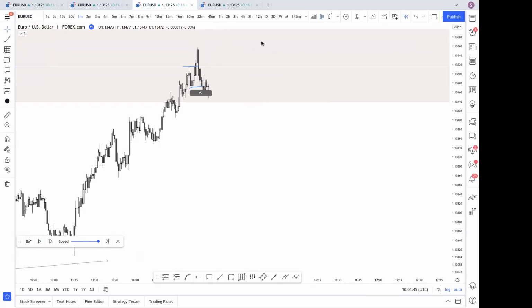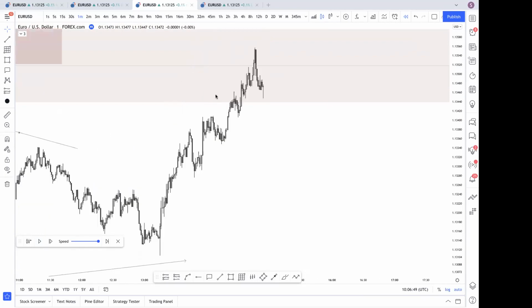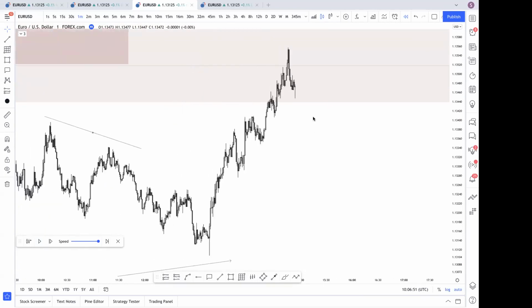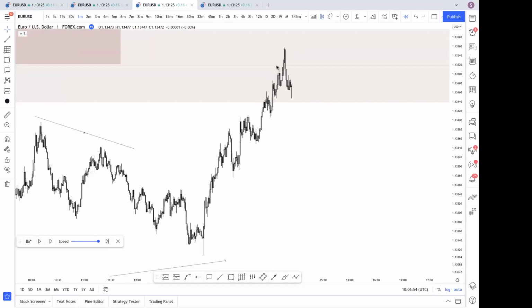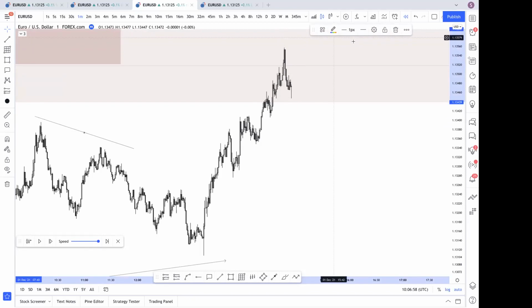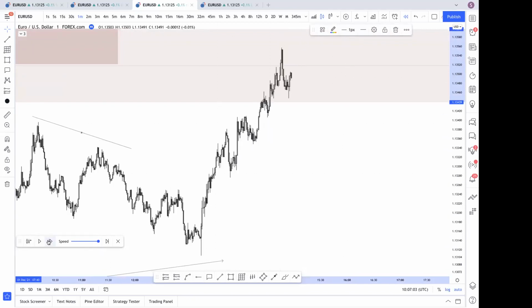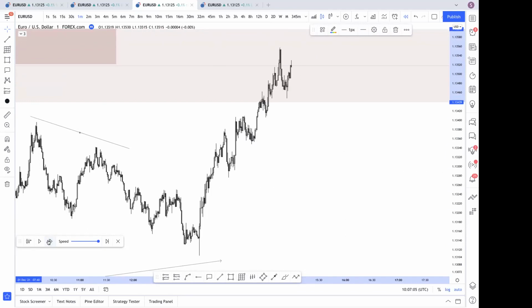Yes, that's the change of character, but it's not formed correctly. We haven't run this liquidity yet. We haven't really built anything here that we've run instantly. We've come down and formed these little equal lows here. I think we continue down a little bit lower than this, but we can just continue to play price through.